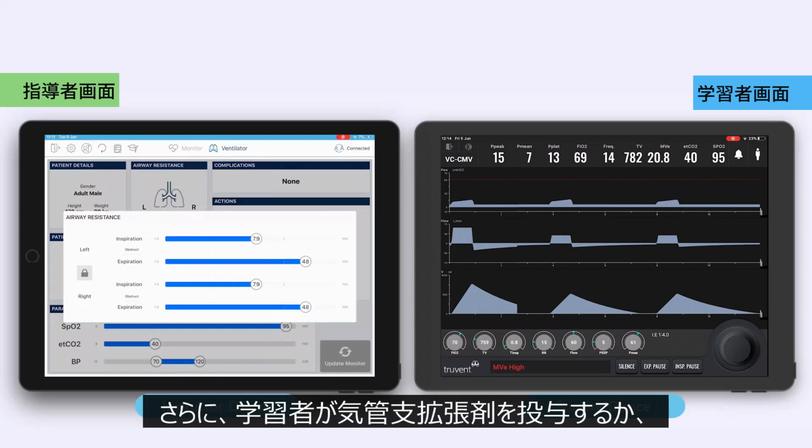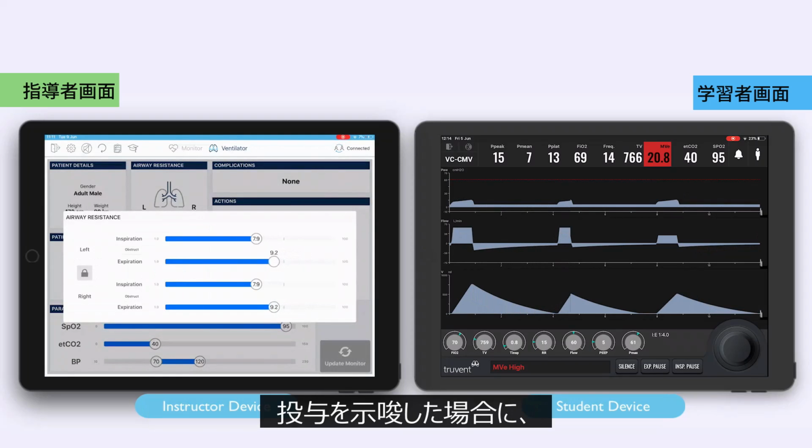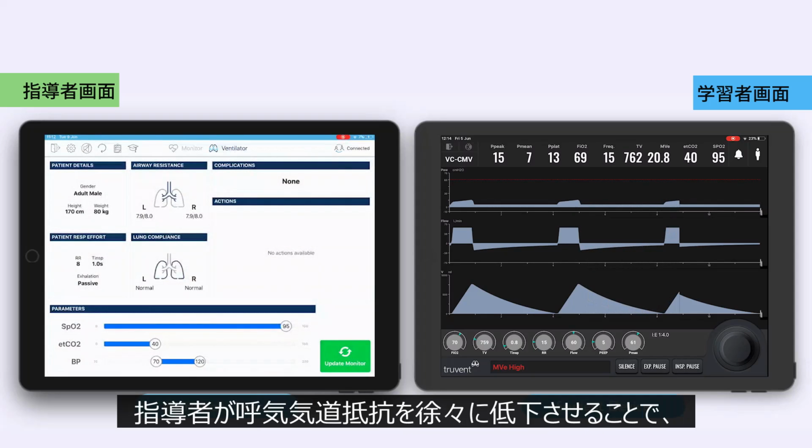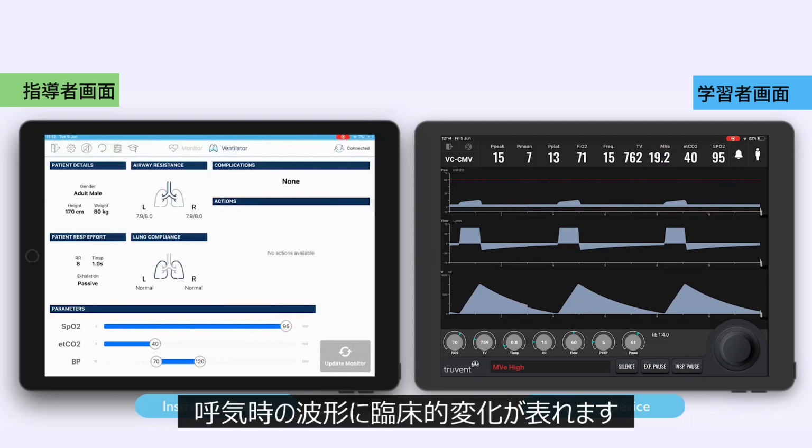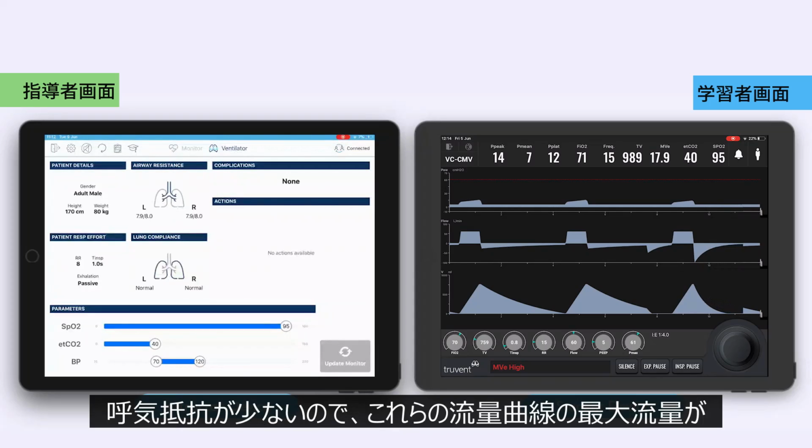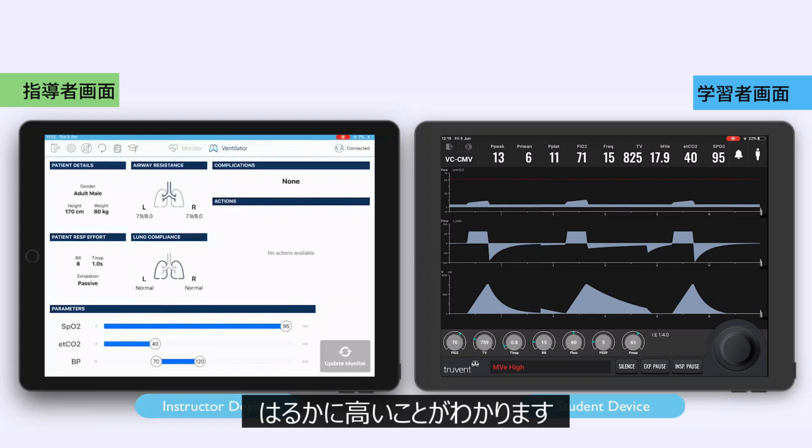Furthermore, as they administer or suggest administering bronchodilator therapy, the instructor can gradually reduce the airway resistance during exhalation, and this will have an appropriate clinical effect on the waveforms during exhalation. You can see that the maximum flow rate during the negative part of the flow curve is much higher, as there is less resistance to exhalation.